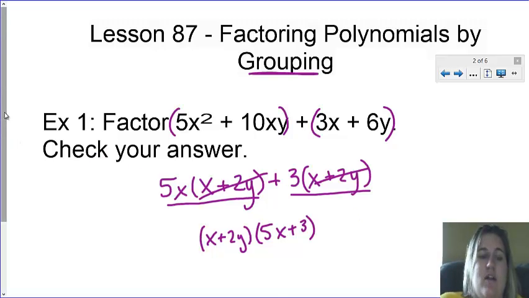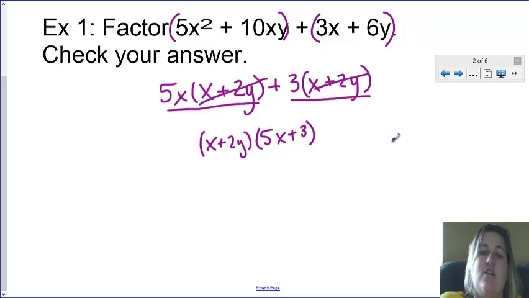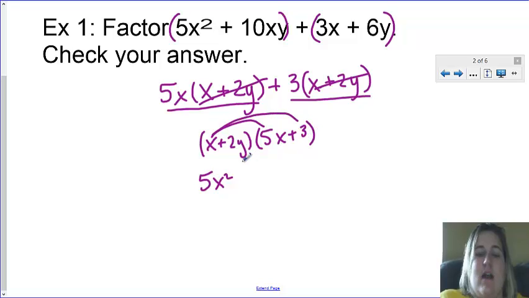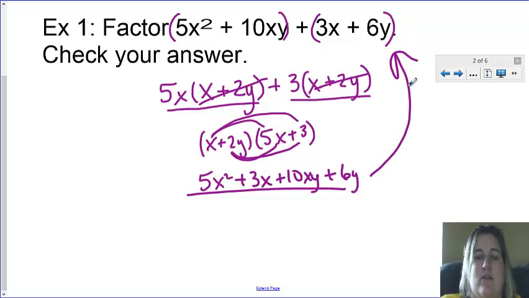So they wanted us to check it, which we can do. The opposite of factoring is FOILing. So we're going to take first: x times 5x gives us 5x squared. Outside gives us plus 3x. Inside gives us 2 times 5 is 10xy, because x and y are both there. And last gives us plus 2 times 3 is 6, tack on the y. So this is the same as this. The only difference is that these two are switched around, but they have the correct signs, so it's fine. So it checks.